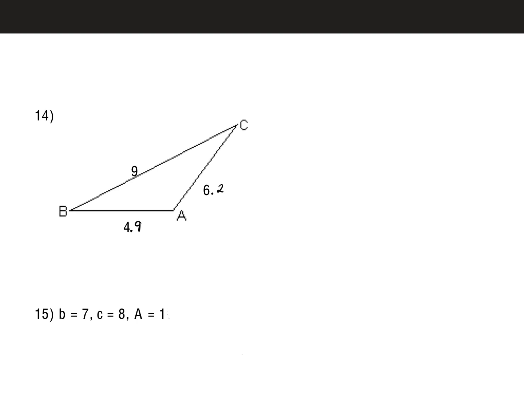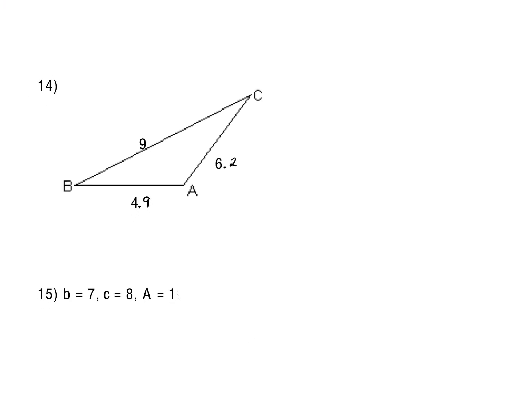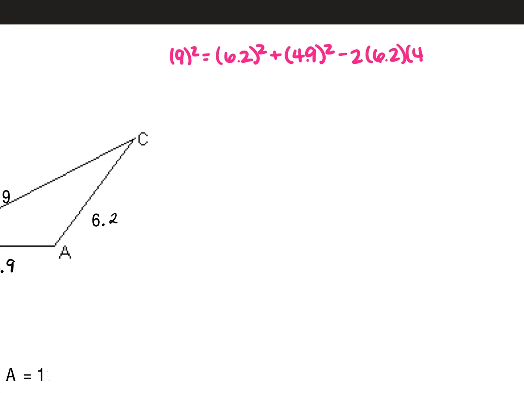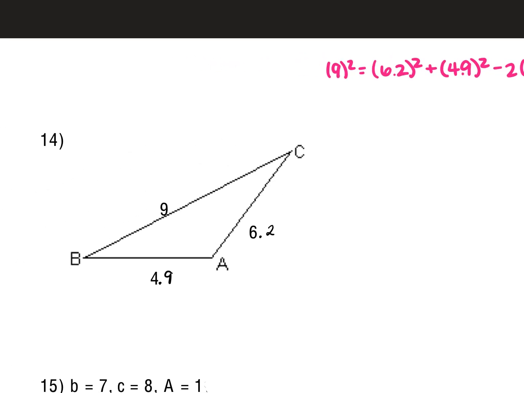Next, for 14, we have side lengths of 9, 6.2, and 4.9. The largest side length there is side a. So we're going to use law of cosines to start off, so we're going to have 9 squared is equal to 6.2 squared plus 4.9 squared minus 2 times 6.2 times 4.9 times the cosine of angle A.